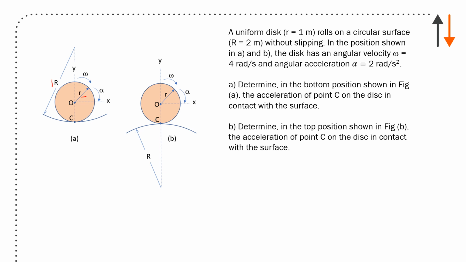Determine, at the bottom position shown in figure A, the acceleration of point C on the disk in contact with the surface. And you do the same thing with point B. You'll notice here that it is inwardly curved, and it's outwardly curved here. And that's going to be the important thing in terms of determining that acceleration.